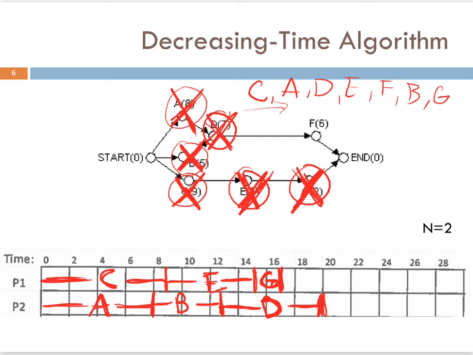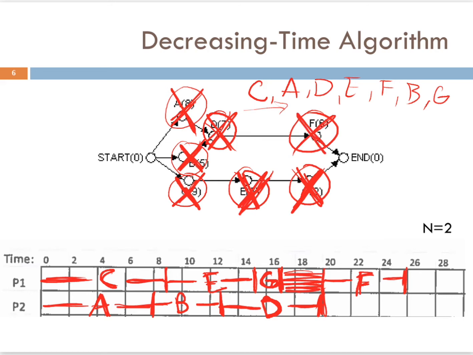We finish D. We can circle F. So we can start with F. Let's just assign it to processor 1. And F is 6 units long. So this right here is our idle time. And we started working on F.